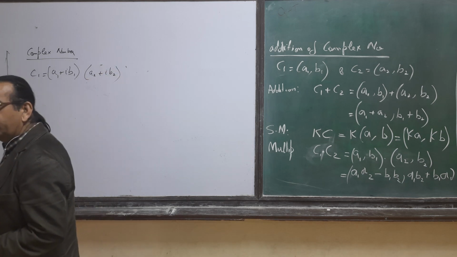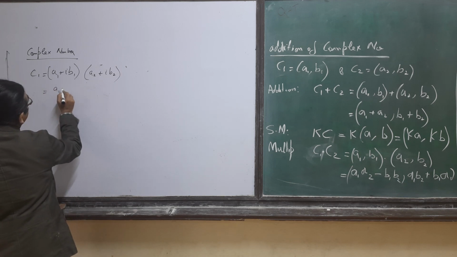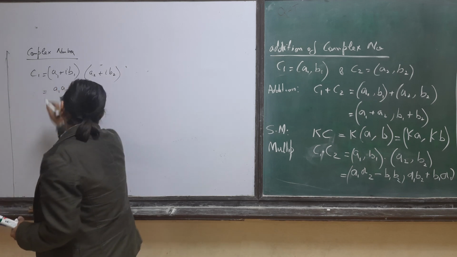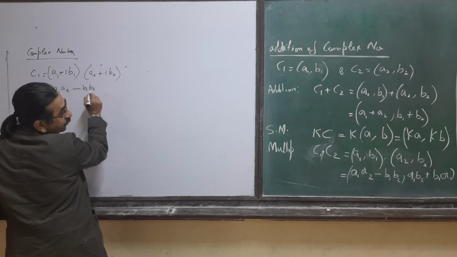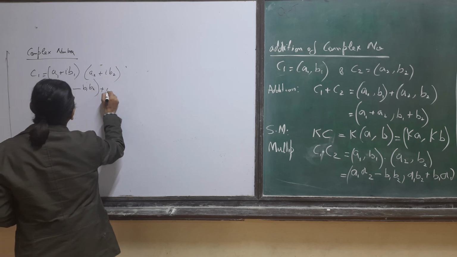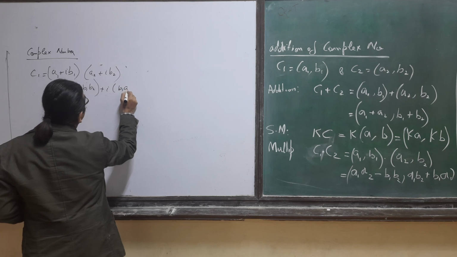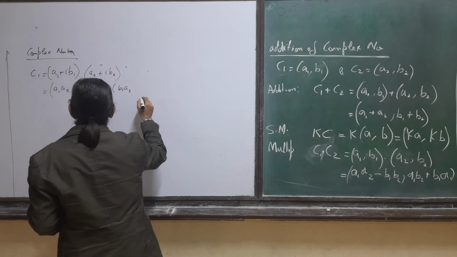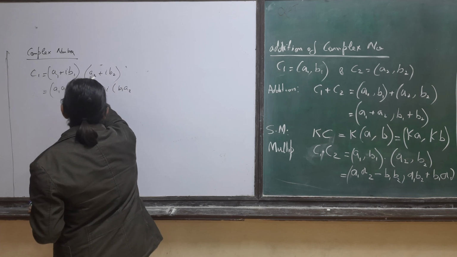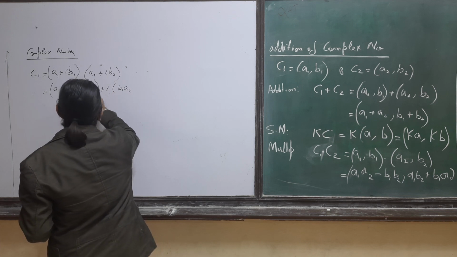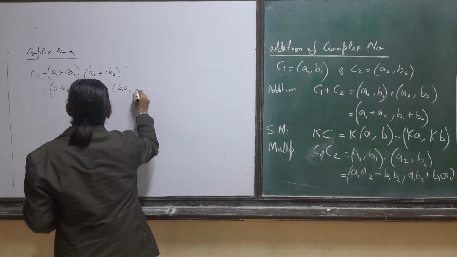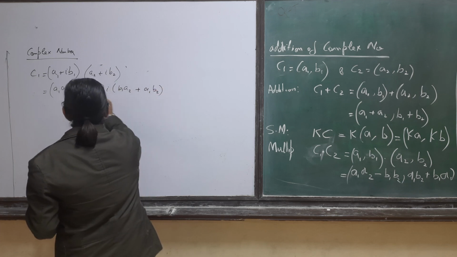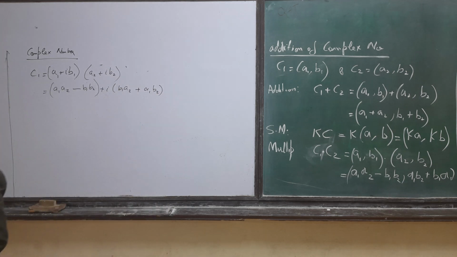If you take this, you will multiply A1 A2 minus B1 B2, plus iota times B1 A2 plus A1 B2. So this is the simple multiplication. You may observe that this obeys this rule.